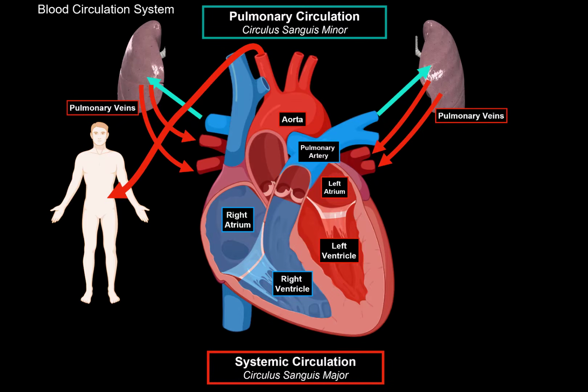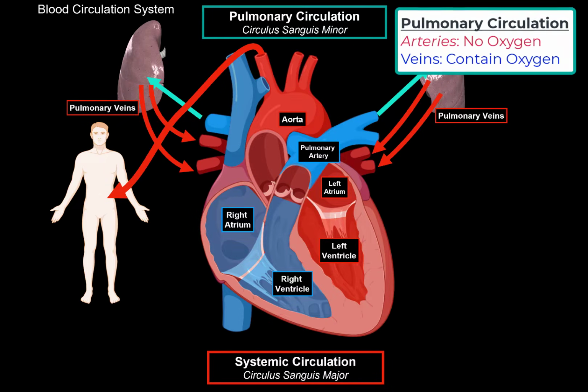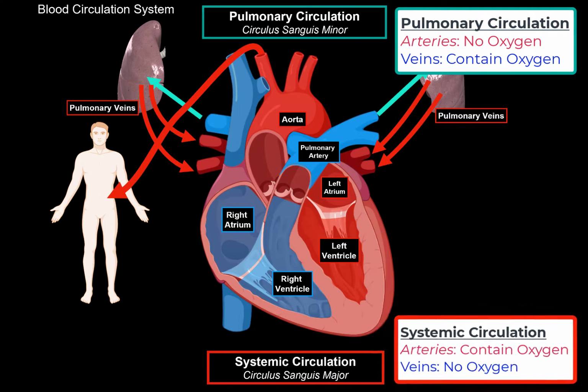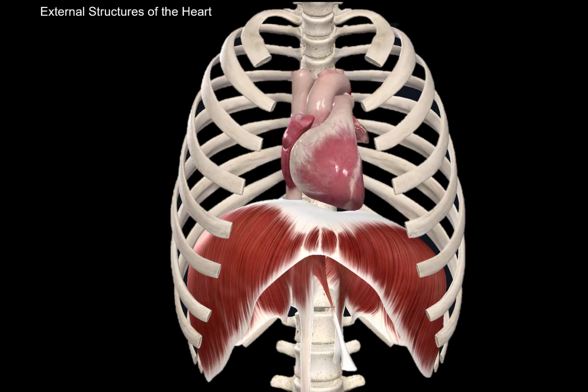And notice that in the pulmonary circulation, arteries contain blood without oxygen, and veins contain blood with oxygen, opposite to the systemic circulation, where arteries contain blood with oxygen, and veins contain blood without oxygen. Awesome. Let's finally start with the actual anatomy.